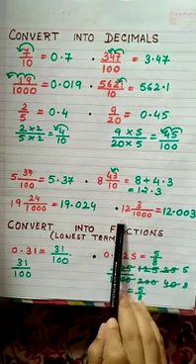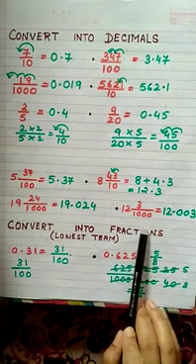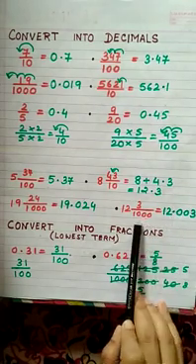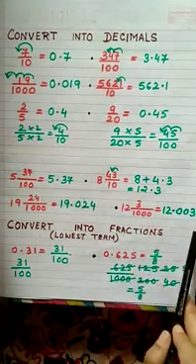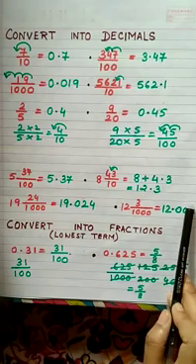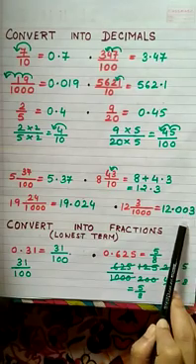Next we have 12, 3 by 1000. So we put 12 here, put the decimal, 3 zeros are here, the decimal will shift 3 places back. We had 1 digit, we added 2 more zeros to make it 3 digit.